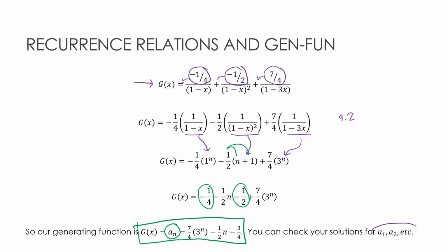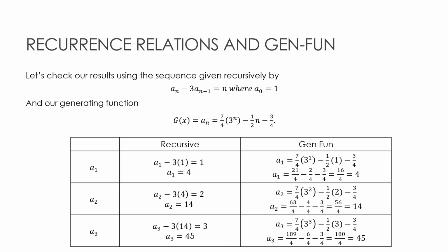Now, if you don't believe me, which you shouldn't because sometimes people mess up, let's go ahead and look at how we check our solutions. To check my solutions, I'm going to first look at my recursive definition, and I already know a sub 0 is 1, so I'm going to find, say, the next 3 values. So using that recursive definition, and you can see I've already filled in the table for you, plugging in n equals 1, n equals 2, n equals 3.